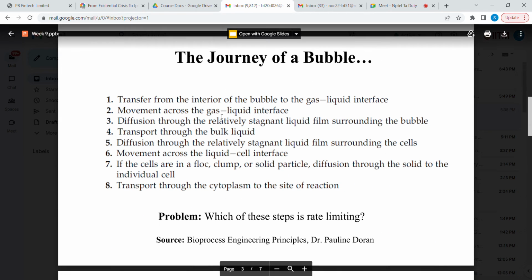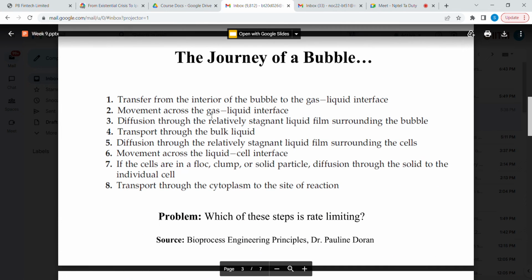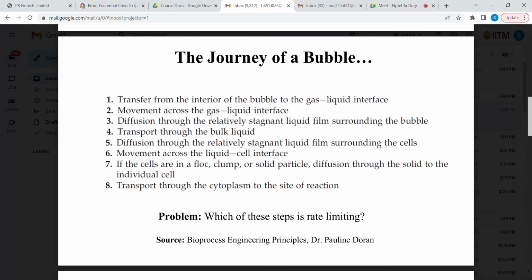Now this is how it all works. This is the text of what I just explained. I'm not going to explain this again. People who are interested can look at the slide. Now my question here is simple.